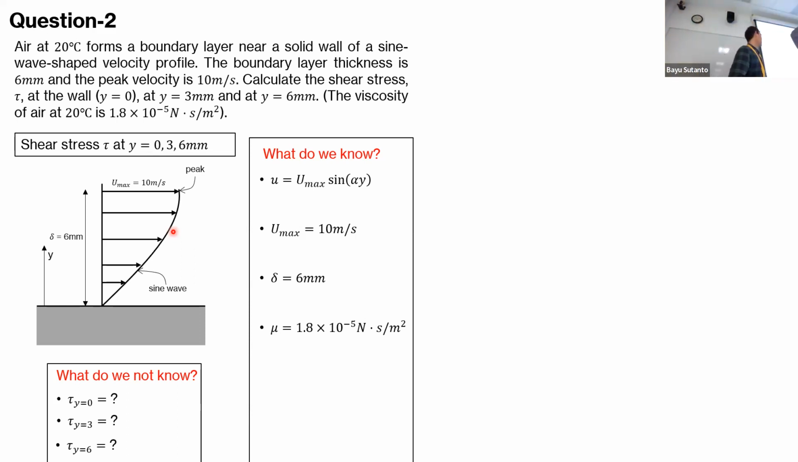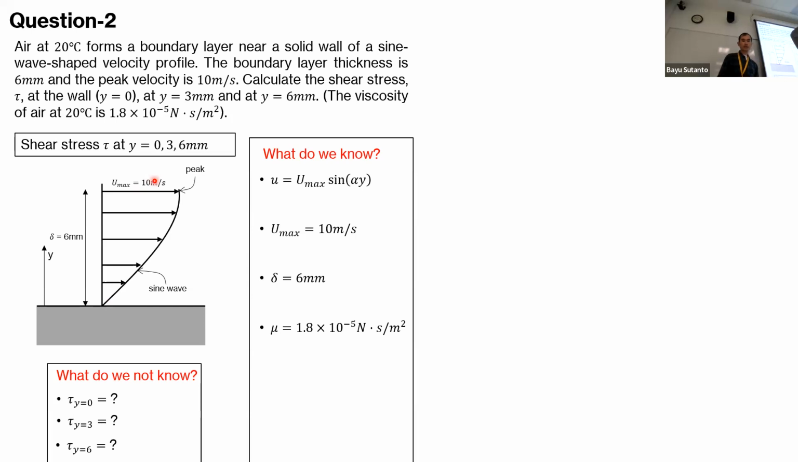So we go back to our hypothesis that we have a sine wave. The boundary layer thickness is 6 millimeter. So 6 millimeter is the maximum of the thickness, so pi per 2 is in the area of 6 millimeter. And then the peak velocity, the maximum velocity or free stream velocity, is 10 meter per second. This is the maximum value we have when the thickness is 6 millimeter. So this is the profile starting from 0 because of the no-slip condition until 10 meter per second.